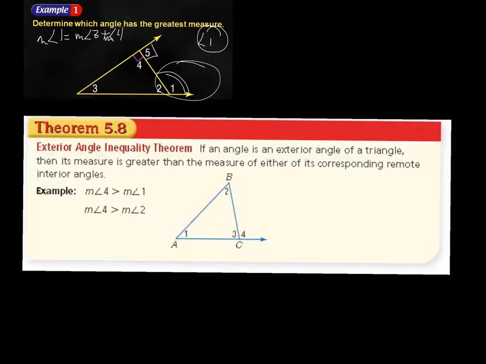Example 1 leads us into Theorem 5.8, which is the exterior angle inequality theorem. If an angle is an exterior angle of a triangle, then its measure is greater than the measure of either of its corresponding remote interior angles. So in this example, the measure of angle 4 is greater than both the measure of angle 1 and angle 2.